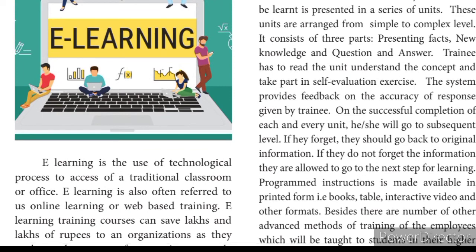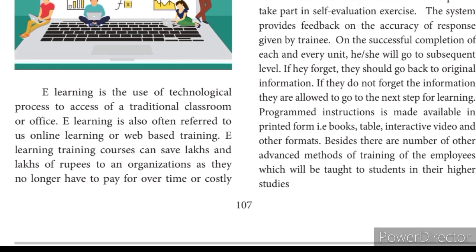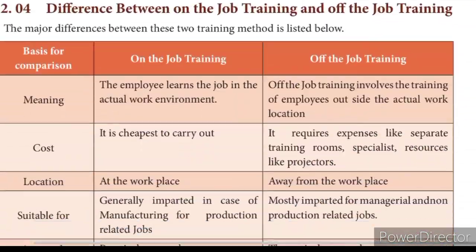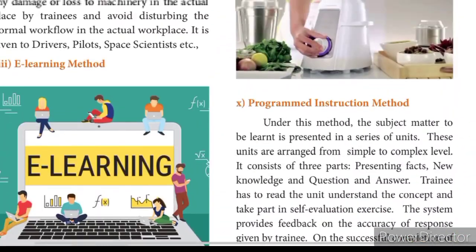In the instruction method, on the successful completion of each and every unit, he or she will go to the subsequent level. If they forget, they should go back to the original information. If they do not forget the information, they are allowed to go to the next step of learning. Programmed instruction is made available in printed form, e-books, example books, tables, interactive videos, and other formats. Besides, there are a number of other advanced methods of training employees, which will be taught to students in their higher studies. So in future, if you want to learn with advanced knowledge, at that stage you will be learning this programmed instruction method.